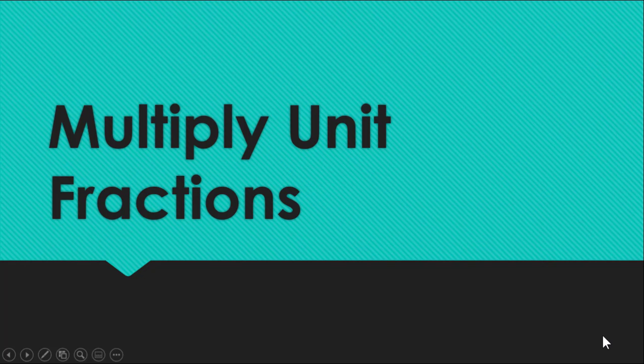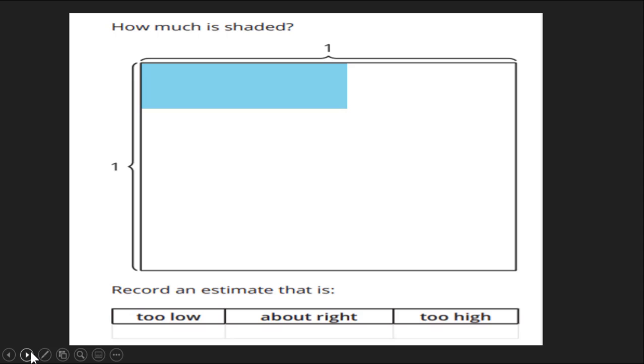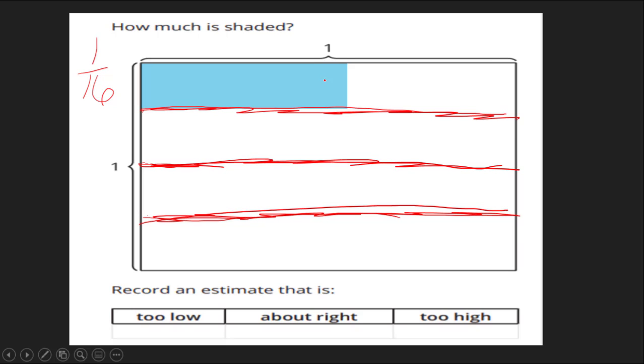Today, let's solve equations. How much is shaded? Let's make an estimate that is too high, about right, and too low. Okay, when we look at this, a too low equation might be 1 out of 16 pieces, because when we look here, there's half. Here we've divided it into fourths, and here we've divided it into eighths. So I would say that a too low would be 1/16.